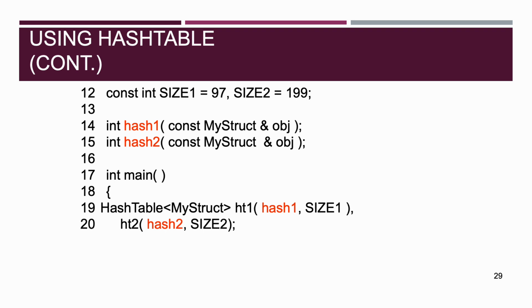So basically this code demonstrates how to set up two hash tables, h1 and h2, with different hash functions and sizes. And then each hash table uses a unique hash function, which provides flexibility in how objects are indexed in the tables. This setup allows for experimentation with different hash functions and sizes, potentially helping to optimize hash table performance depending on the use case.